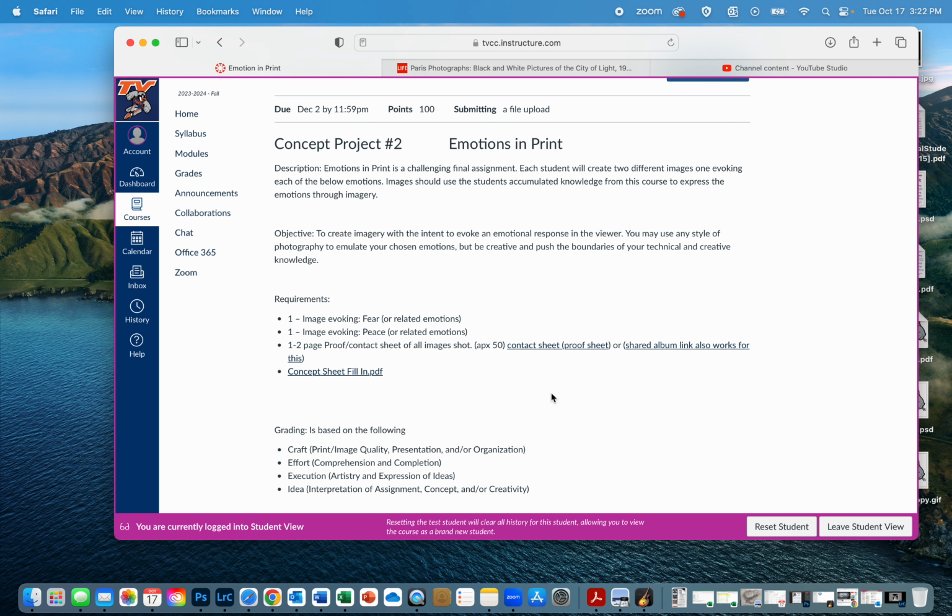So based on black and white to color, vivid color to desaturated color, high contrast to low contrast, all of those things can play a part. So part of this is thinking up ideas, part of it is executing the ideas, and then part of it is editing and how you choose to finish off those ideas. And again, fill out that concept sheet so I know all those thought processes.